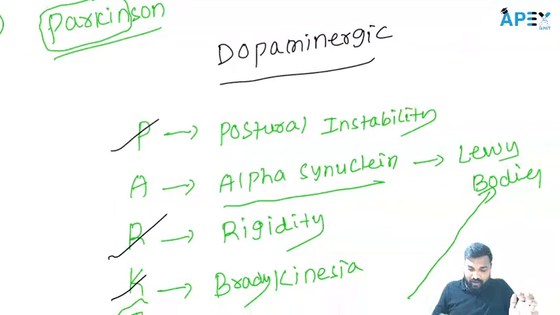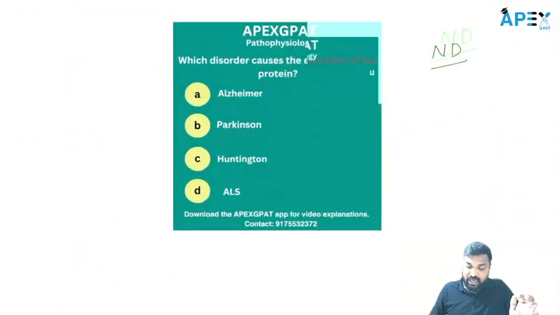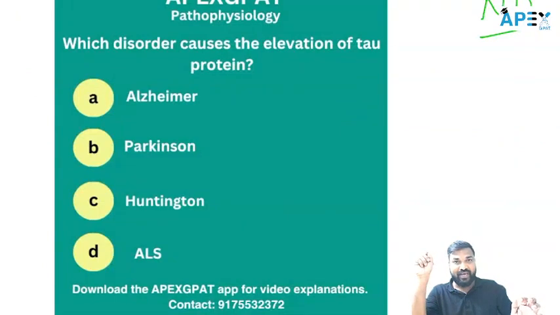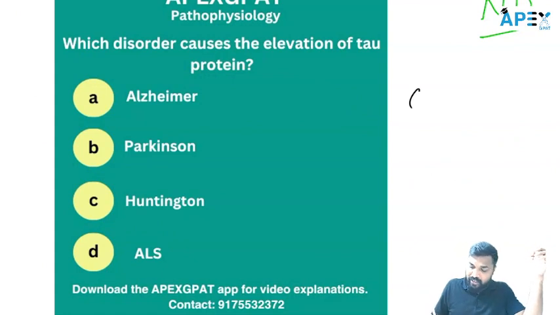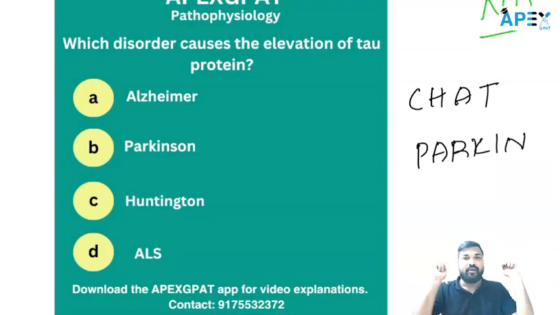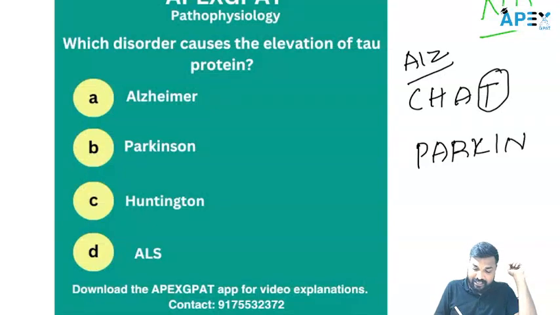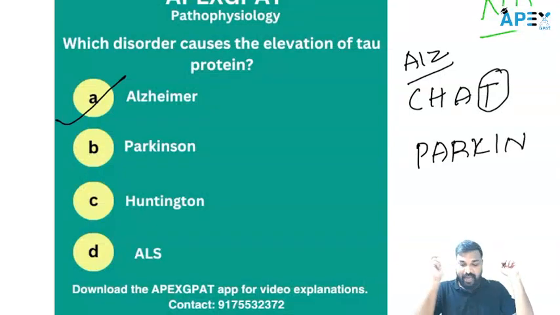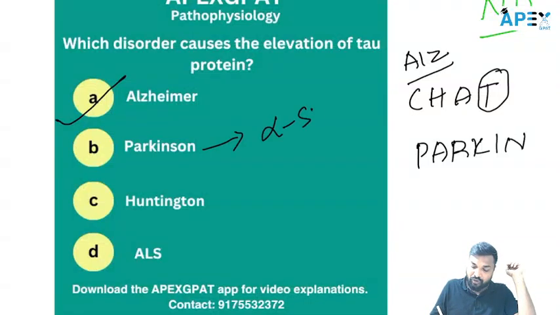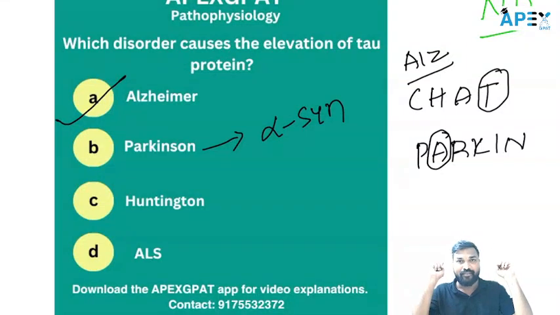Now try to understand the question. Which disorder causes the elevation of the tau protein? Yes, tau protein. Remember the chart and remember PARKIN. In the chart, T is the tau protein, associated with Alzheimer's. So the answer is Alzheimer's, option A. And which protein is associated with Parkinson's? Alpha-synuclein. And which protein is associated with Huntington's?